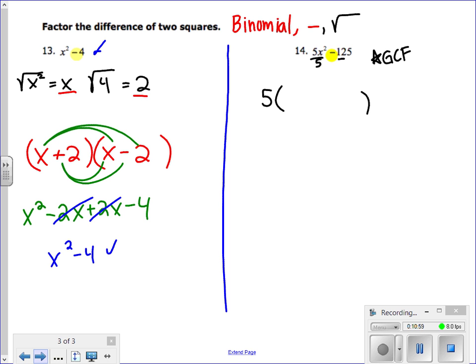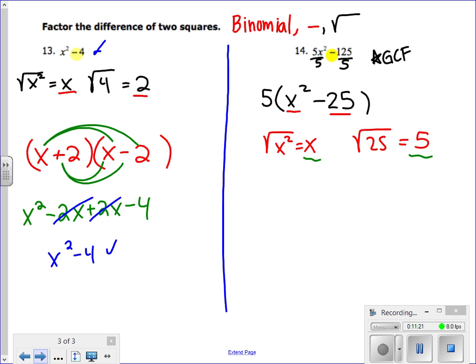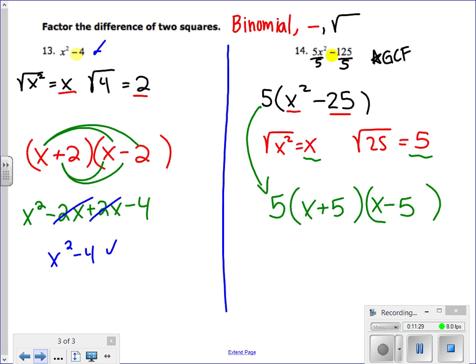So when I divide both terms by 5, I'm left with x squared minus 25. But that's actually a good thing, because now I can take the square root of x squared, which is x, and the square root of 25, which is 5. So between that x and the 5, I bring down my GCF, and I get my fully factored form of 5 times x plus 5 times x minus 5.